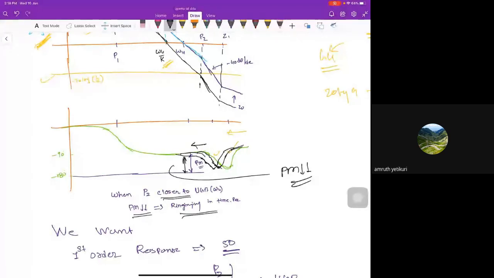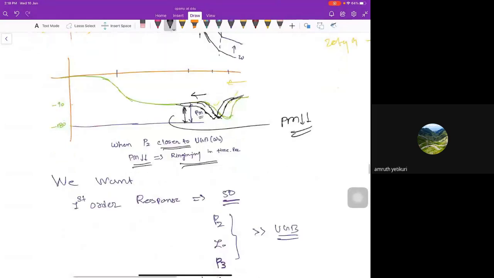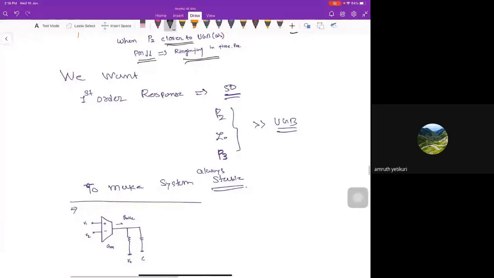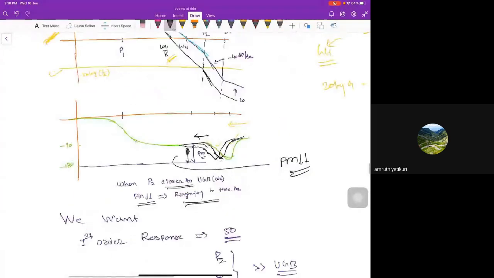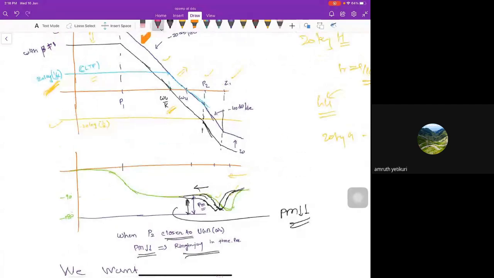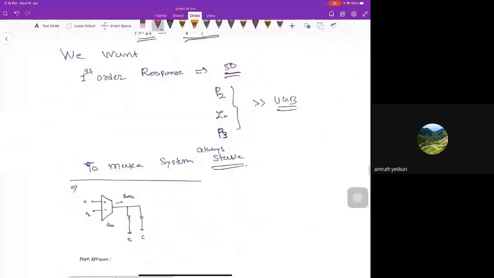That's the map I think you have clear now in your mind. So we want the first order response. That means I don't want any of these poles and zeros near UGB. I want to kick P2 and Z1 out of UGB, so that they will not deteriorate my phase margin. That is the thing I want, to make the system always stable.